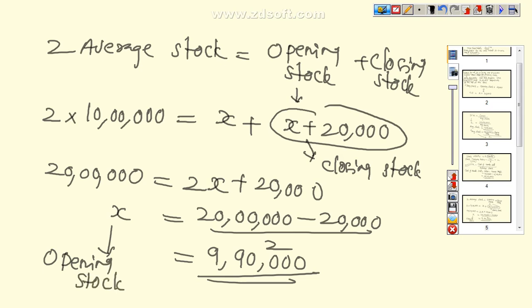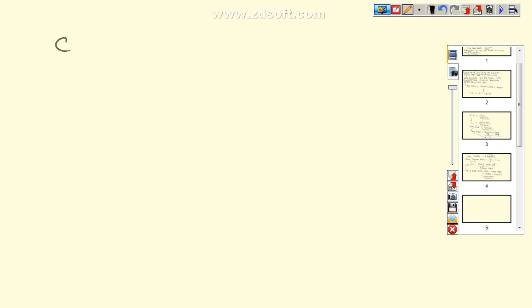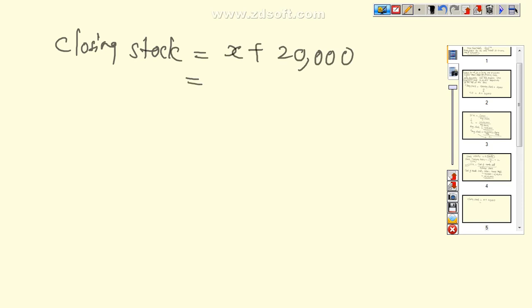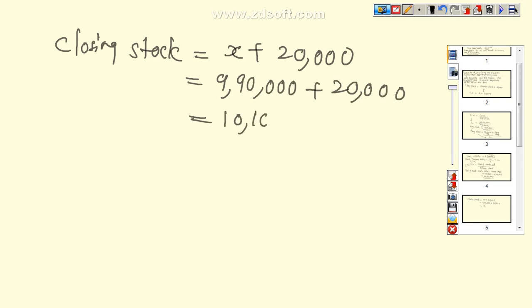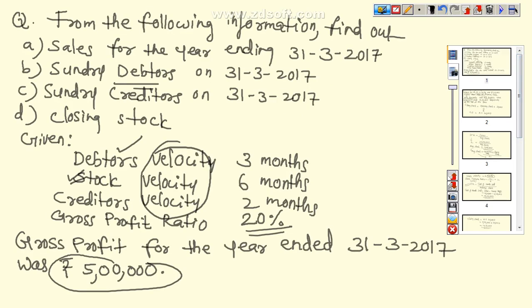Now how to calculate closing stock? Closing stock is equal to X plus 20,000. We have calculated the value of X is equal to 9,90,000, plus 20,000, that is equal to 10,10,000. This is our answer of D part, that is closing stock.